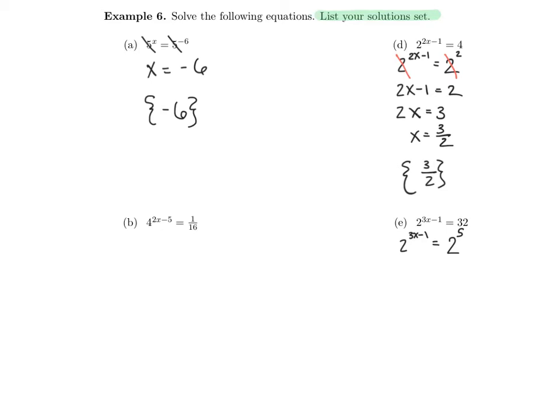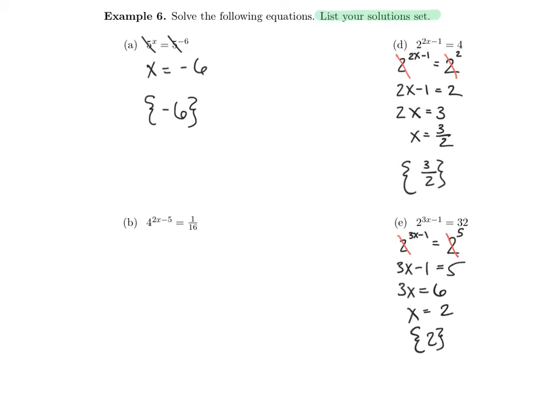Anyway, now that we have both of our bases the same as a base of 2, we can cancel out our bases and have 3x minus 1 is equal to 5. I add 1 on both sides, so 3x is equal to 6. Divide both sides by 3, and I get x is equal to 2. So I'm going to put my answer into a solution set, and we are done.